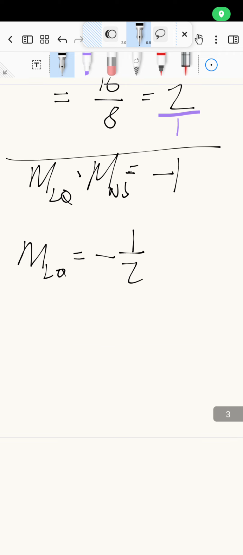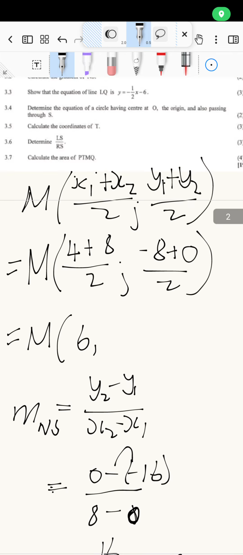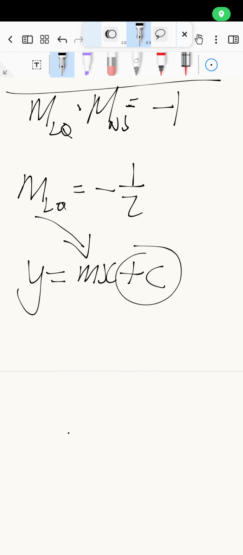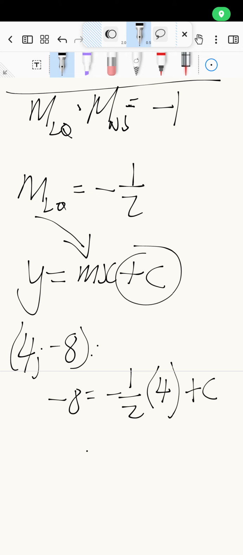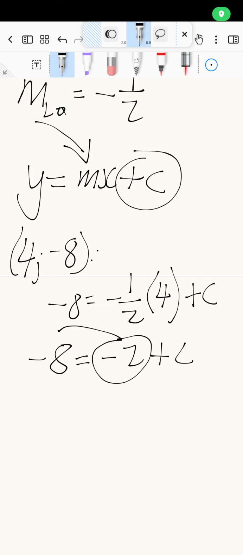After the gradient, we want to find an equation of a line. So it's y equals mx plus c. We found m, we need to find c. How do you find c? Substitute a point. Which coordinate do we have? We have coordinate Q, so it's (4, minus 8). We're going to substitute it into our equation. The y value is minus 8, the m value we found was minus a half, the x value is 4, and c is what we're trying to find. So 4 times a half is 2, that's a negative 2. We add 2 on both sides, so c is equal to minus 6.